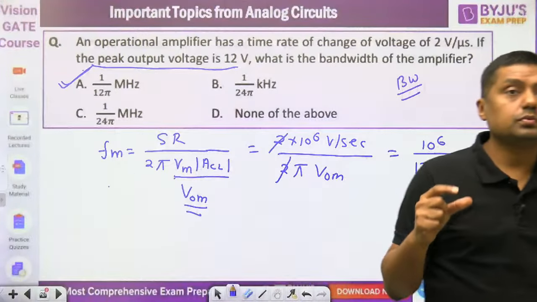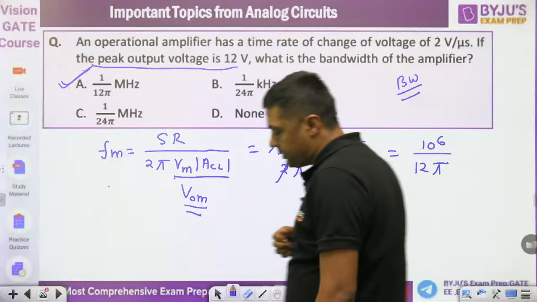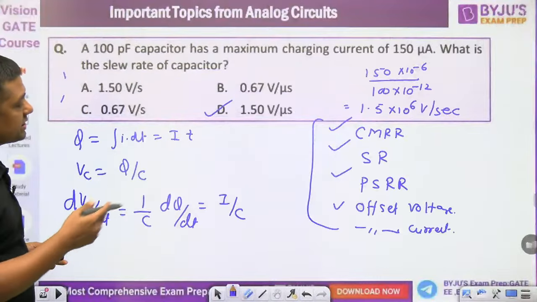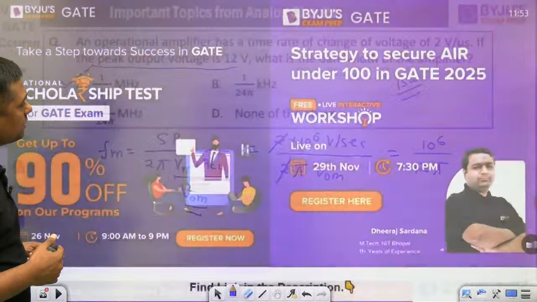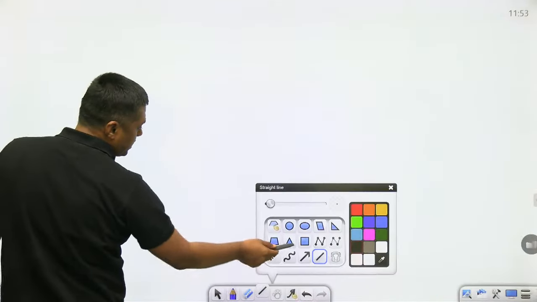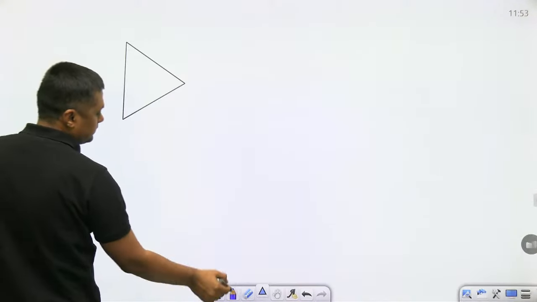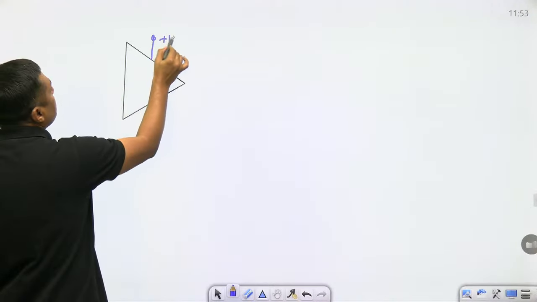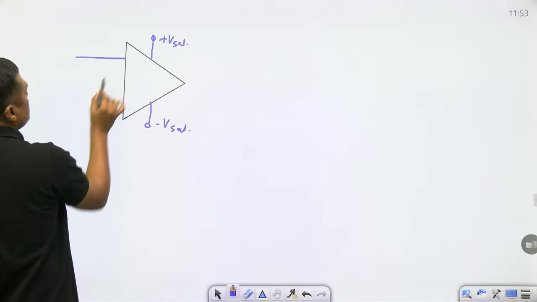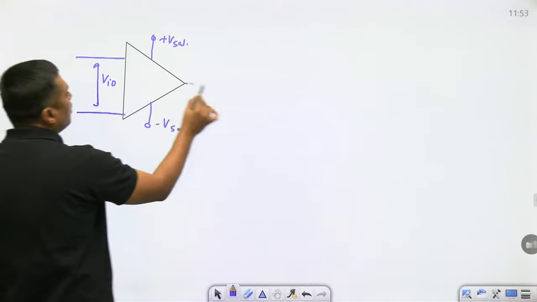So, PSRR, power supply rejection ratio. Note the heading of that. So, PSRR is power supply rejection ratio. I think this is clear to you. Very simple. I will explain this. When we are giving the supply here, plus Vsat, minus Vsat, and there is an offset voltage between these two, input offset voltage, so that the output will be balanced.